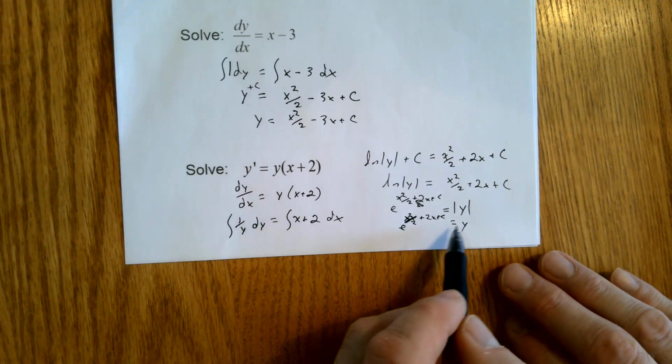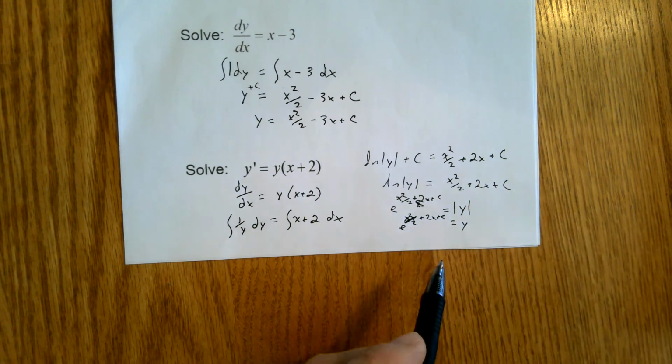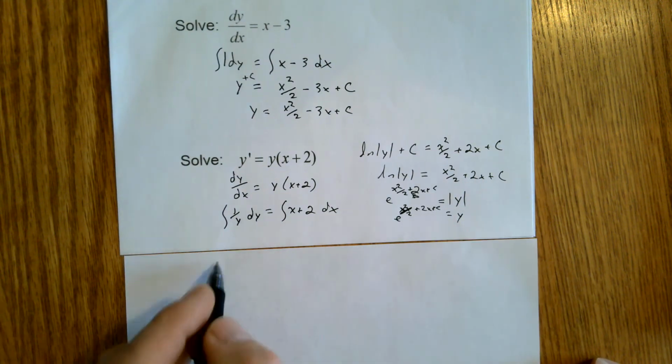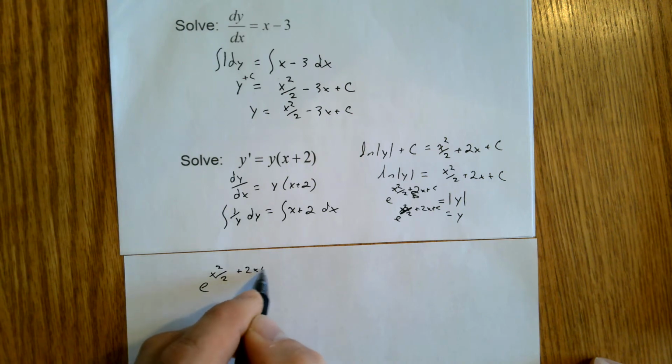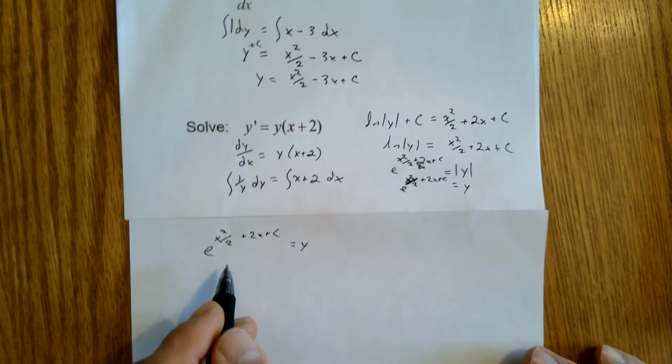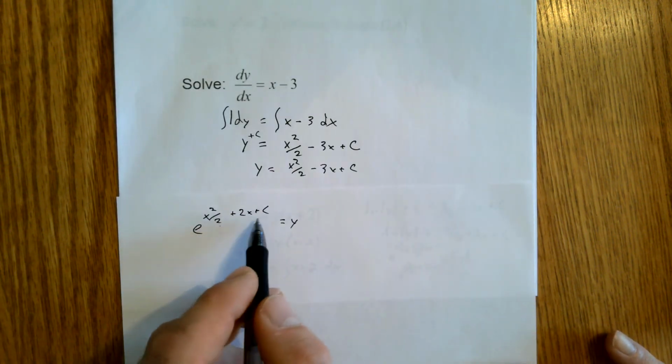Now, this is not where we're going to stop with this problem, although I'm running out of room. Let me get a piece of paper here. So if we have that e to the x squared over 2 plus 2x plus c equals y, I can change this, and I can break this up a little bit.